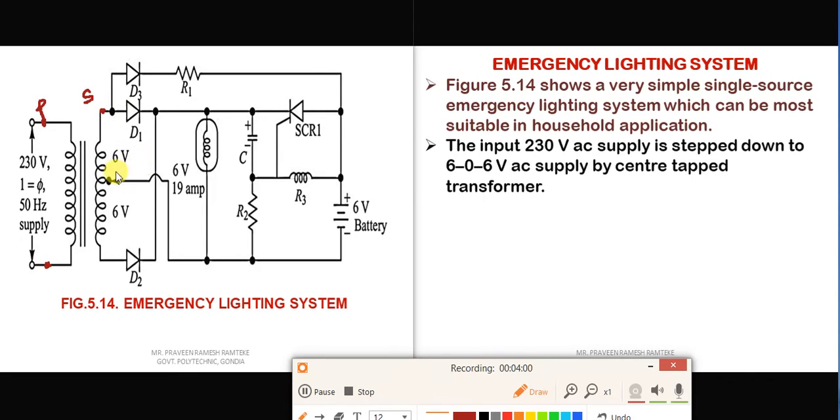The output is 6-0-6 volts. Diode D1 and diode D2 form a full wave rectification. Hence the DC output is available across this lamp, and because of this DC output, the lamp will glow if some suitable switch is provided. Now the question is how we will charge this battery and what is the role of this SCR.